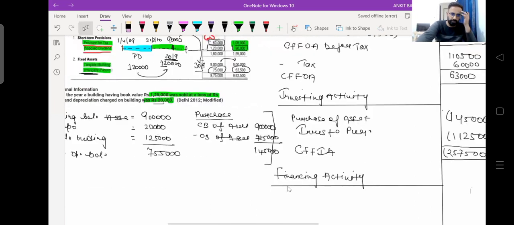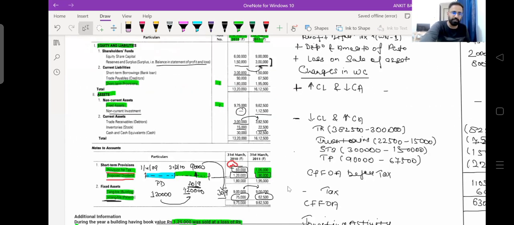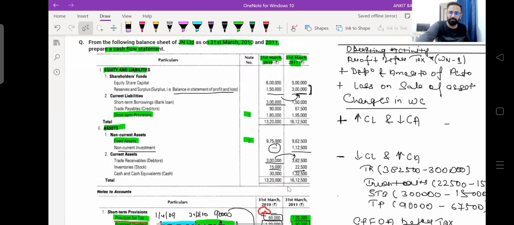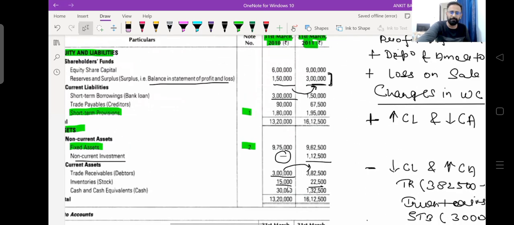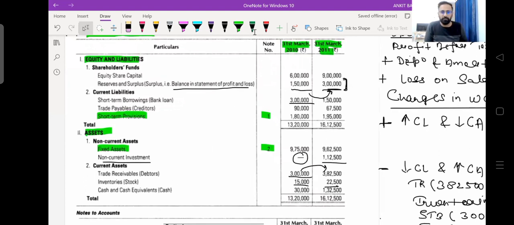Now the next point: we have to see financing activity and how we will find out which transactions belong to financing activity. We have to see from where the company is arranging finances, right? If I talk about equity share capital, the opening balance is 6 lakh and the new balance is 9 lakh, so the company has raised 3 lakh rupees from equity. If I talk about current liability, we don't have to consider it, right? We have already given the effect in operating activity. Current assets also we have already adjusted for all these line items. You have to see whether you are covering all the line items or not.